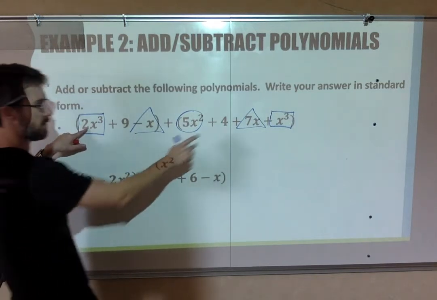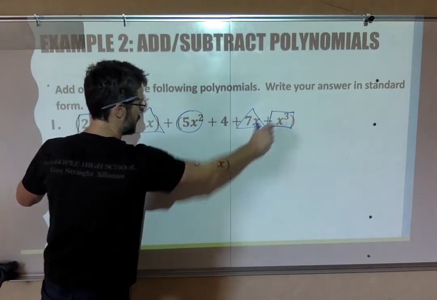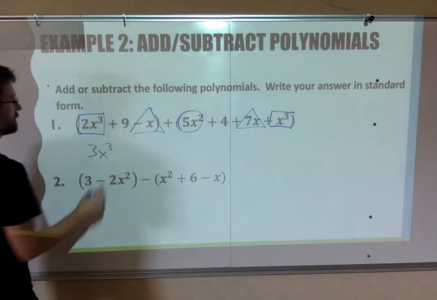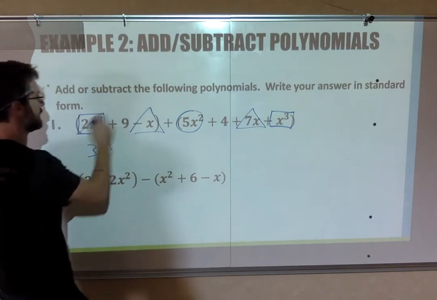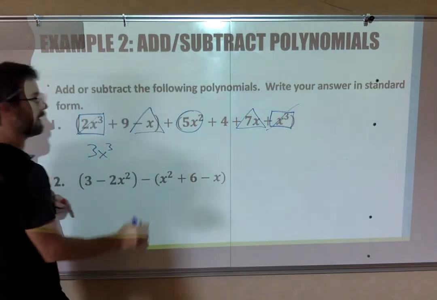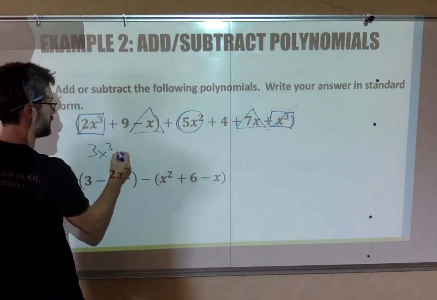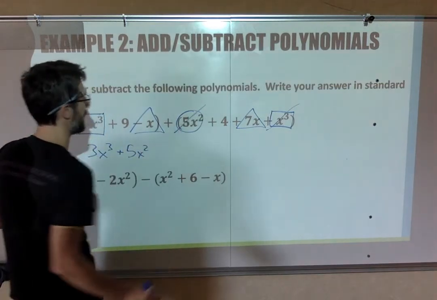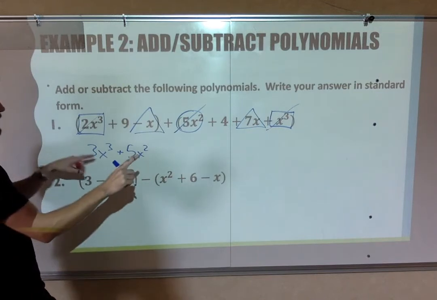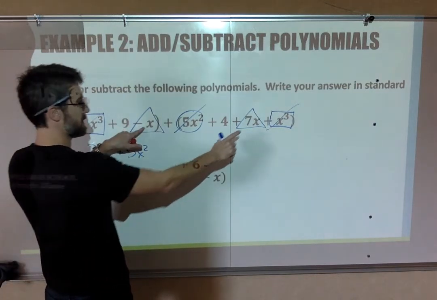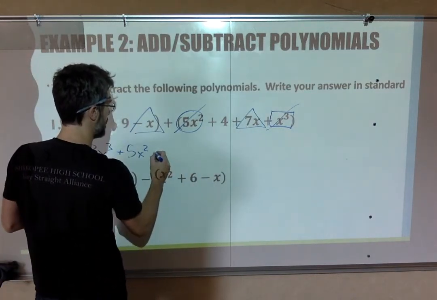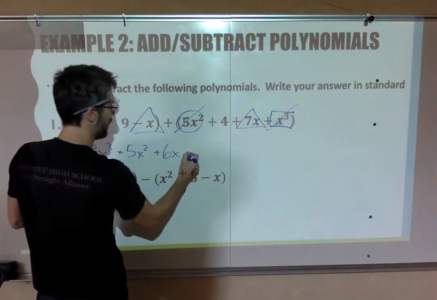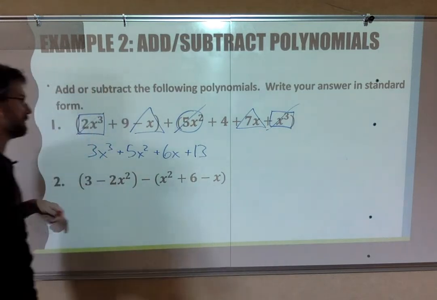So I've got a 2 and a single x cubed, which makes 3x cubed. So that takes care of these two. I only have this one term of x squared, so 5x squared. That takes care of that. Then my x's, I've got a minus x and a plus 7x, which makes a plus 6x. And then your plain numbers, 9 and 4 makes 13.